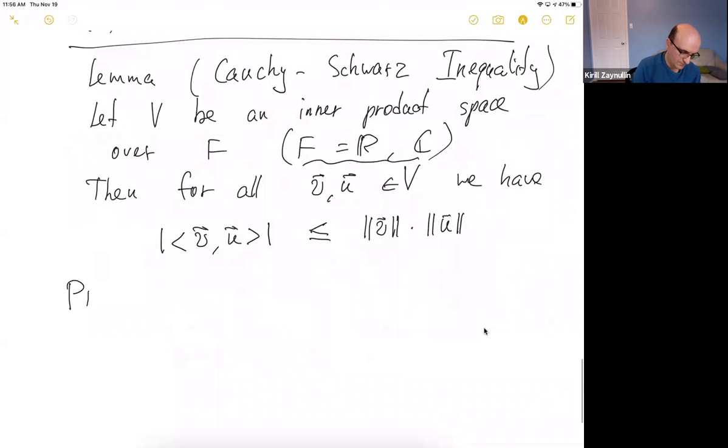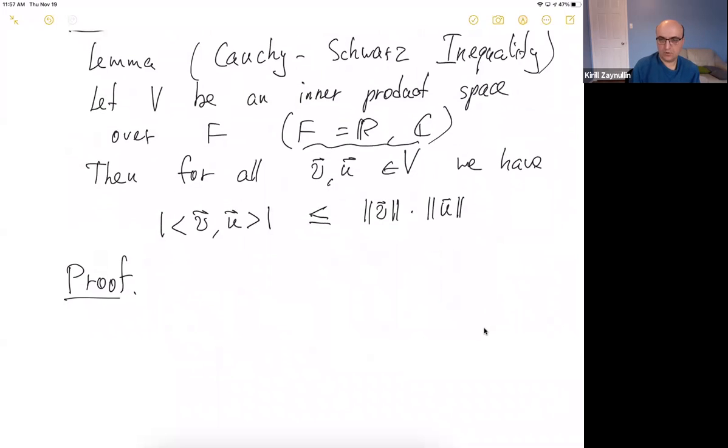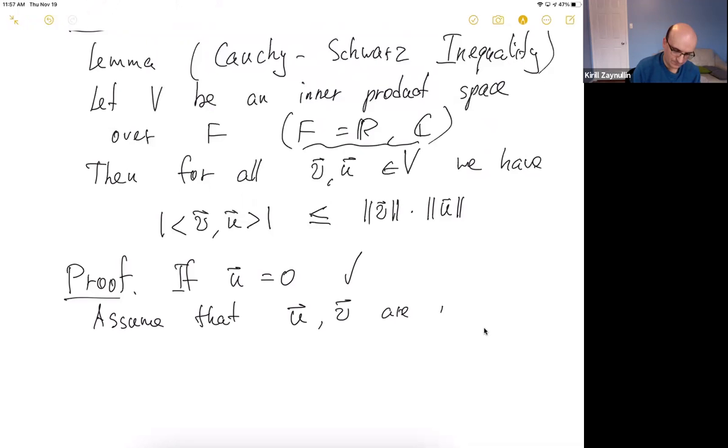So let me prove this. Well, there's of course a particular case. If one of those vectors is 0, say u, it doesn't really matter, if it's v it's the same argument. Of course, if one of them is 0, then the result is immediate because both the left and the right-hand side are just trivial. So we may assume that both vectors are non-zero.